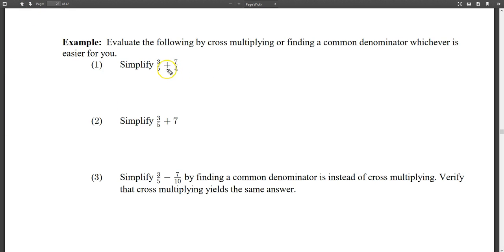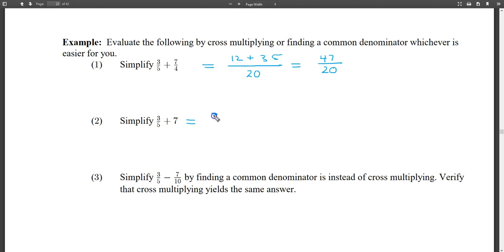So for example, let's evaluate 3/5 plus 7/4. If we want to cross-multiply, then this is just going to be 4 times 3 plus 5 times 7, divided by 5 times 4. And that's it. That's all you have to do. And so what are we getting here? We're getting 47 over 20. And that doesn't simplify. These don't have any common factors in them, so we have to leave it as 47 over 20.